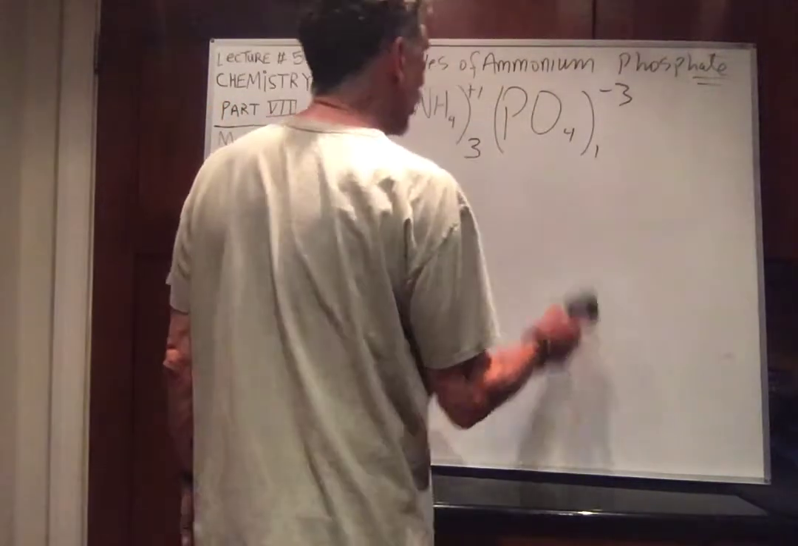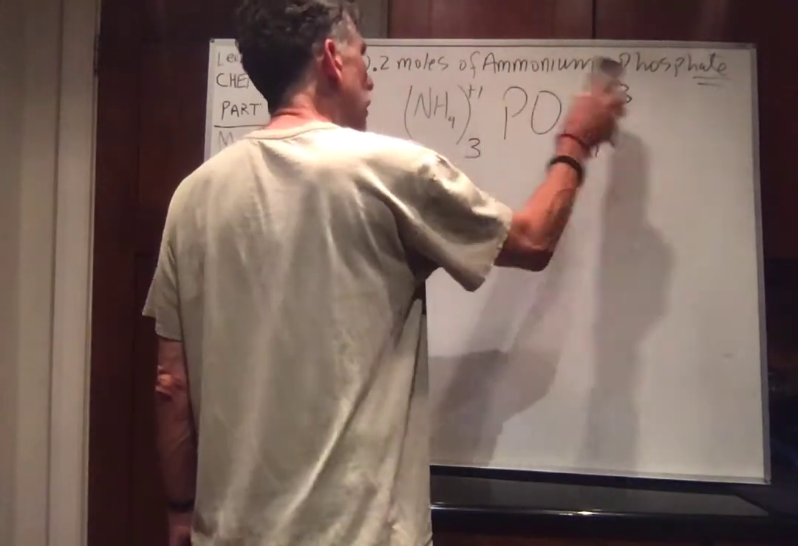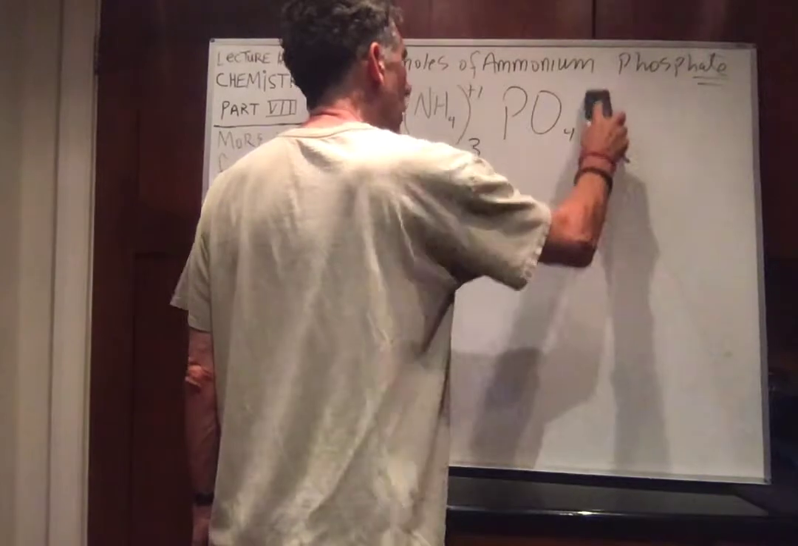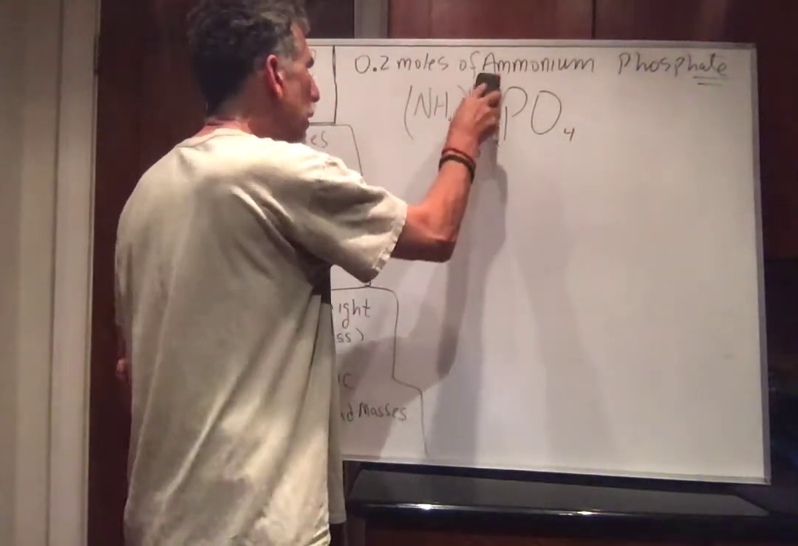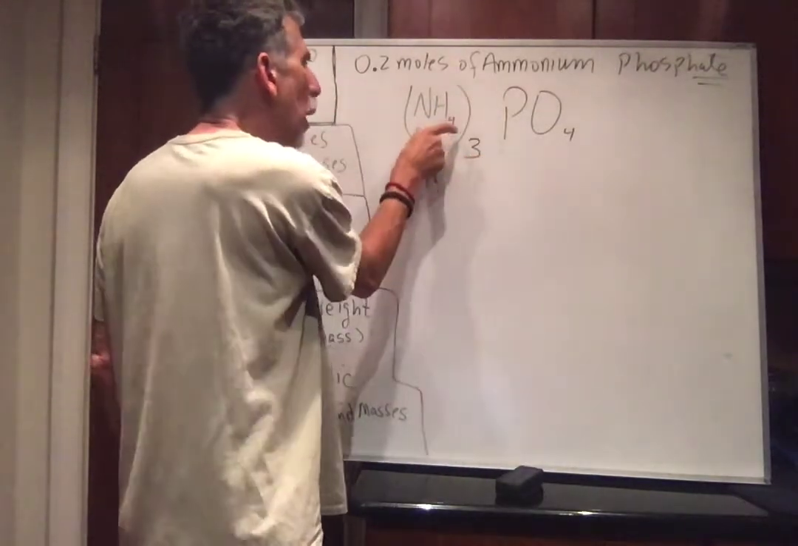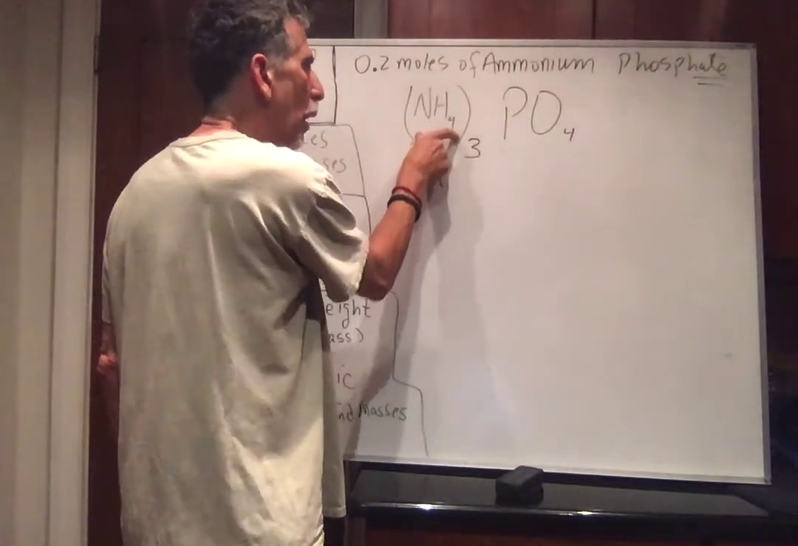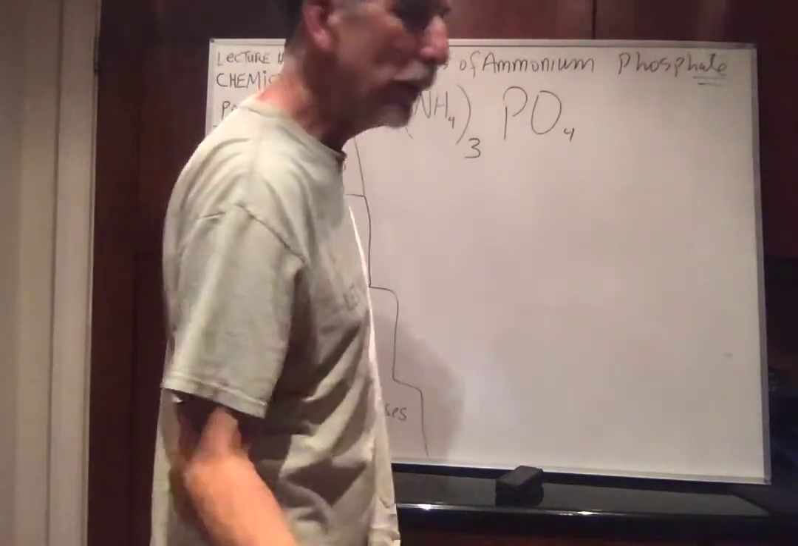Okay, so since we have 1 phosphate, I can erase the parenthesis. I can take away the oxidation number. Can I take away this parenthesis? The answer is no. I can't take it away, because I need 3 ammonium ions for 1 phosphate ion. Okay, so let's look at the mass.